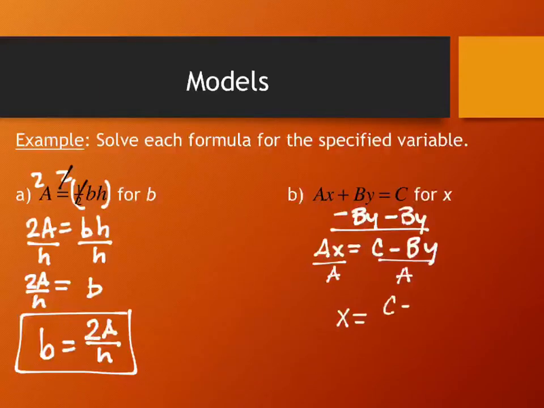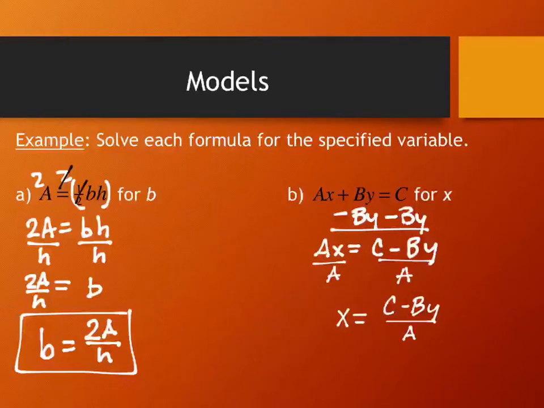So x is equal to c minus by over a. Again, there's no numbers to put in for the c, the b, the y, the a, and all of that, but this is solved for x, which is what I was asked to do. Any questions on that one?